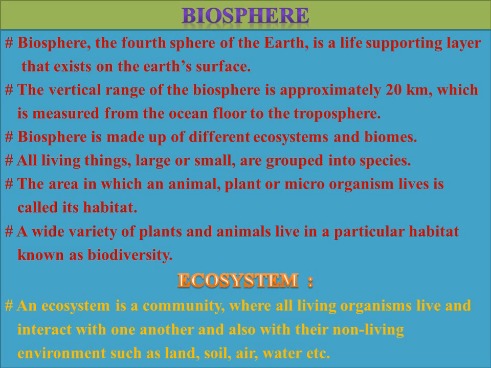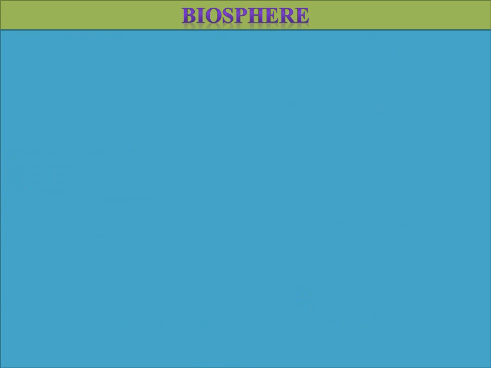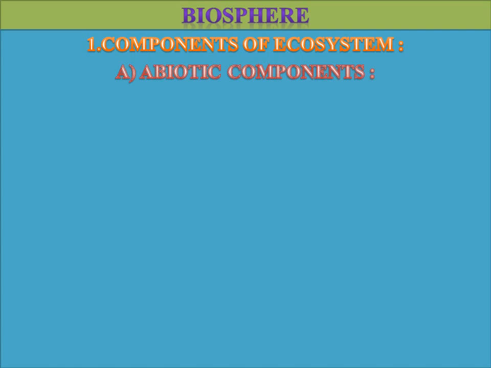Do you know? The branch of science that deals with ecosystems is called ecology. A person who studies ecology is referred to as an ecologist. Next, the ecosystem subheading: the first one is components of ecosystems. An ecosystem consists of three basic components, namely abiotic components, biotic components and energy components.